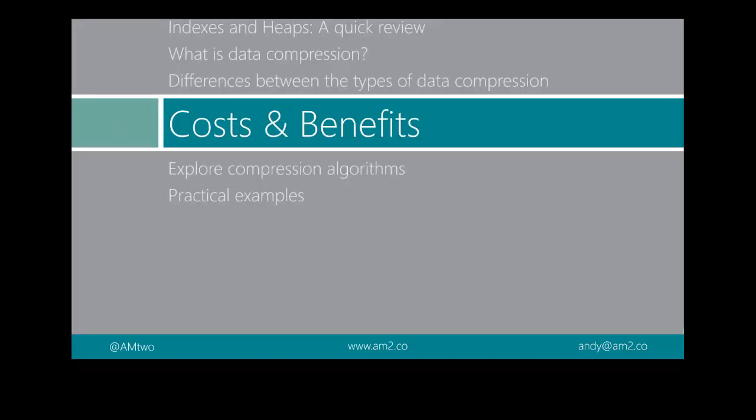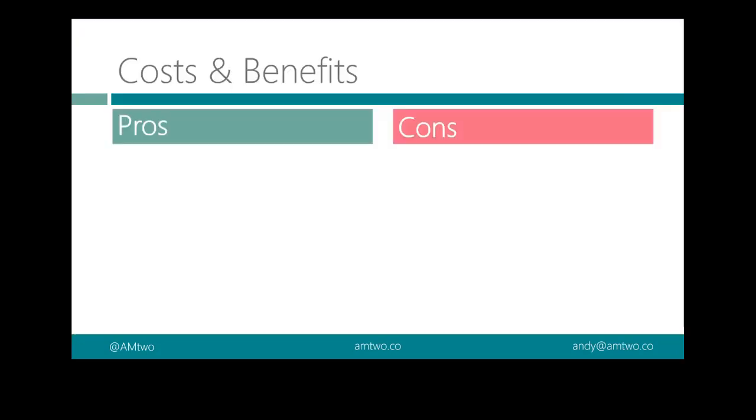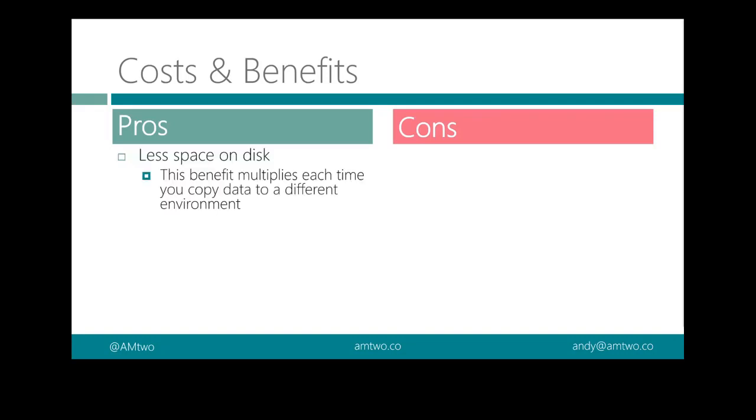So if you're going to decide to use it, you have to decide the costs and benefits, because if the pros do not outweigh the cons, then there's no point to do it. So the pros are, of course, compression. If it takes less space on disk, that's great. Less disk is good. And if you copy your production environment back to a QA environment or a development environment, that space savings is going to multiply with each of those environments that you copy your data back to.